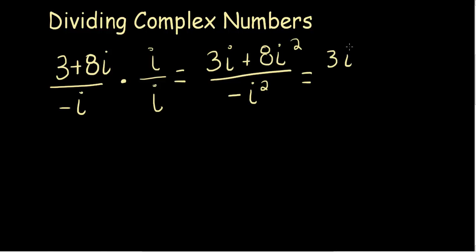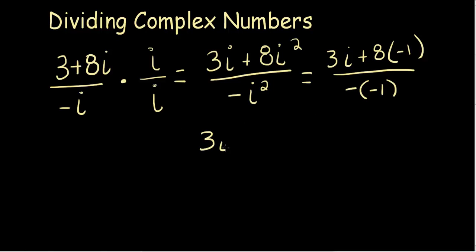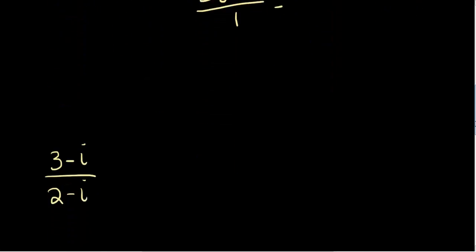So we have 3i plus 8 times i squared, which is negative 1, over negative i squared, which is negative 1. So we have 3i, plus 8 times negative 1 is negative 8, over negative times negative, that is positive 1. And we have to write it in standard form. The real part comes first, so negative 8 plus 3i. That's the answer. Let's try another example.